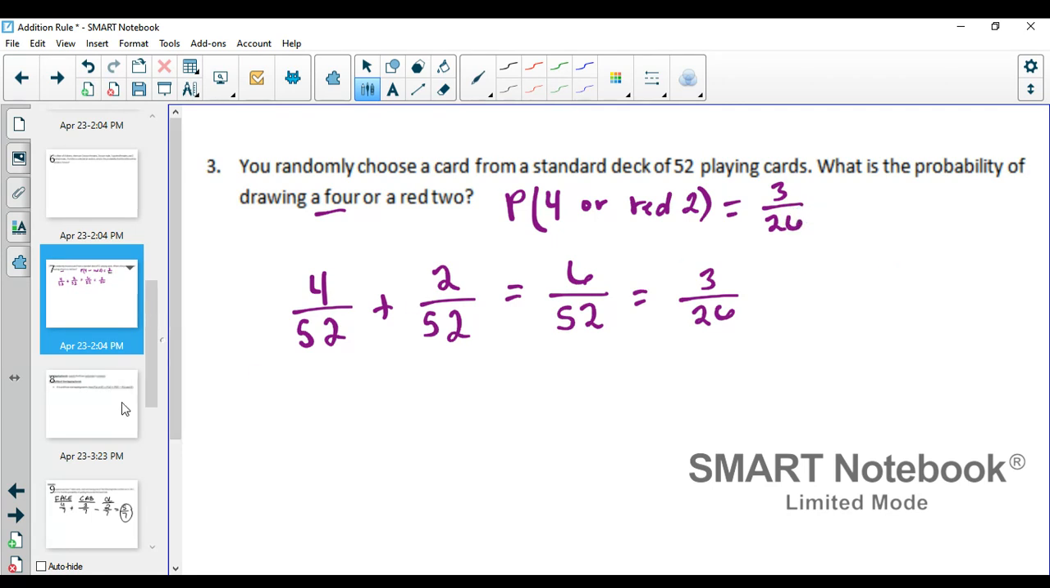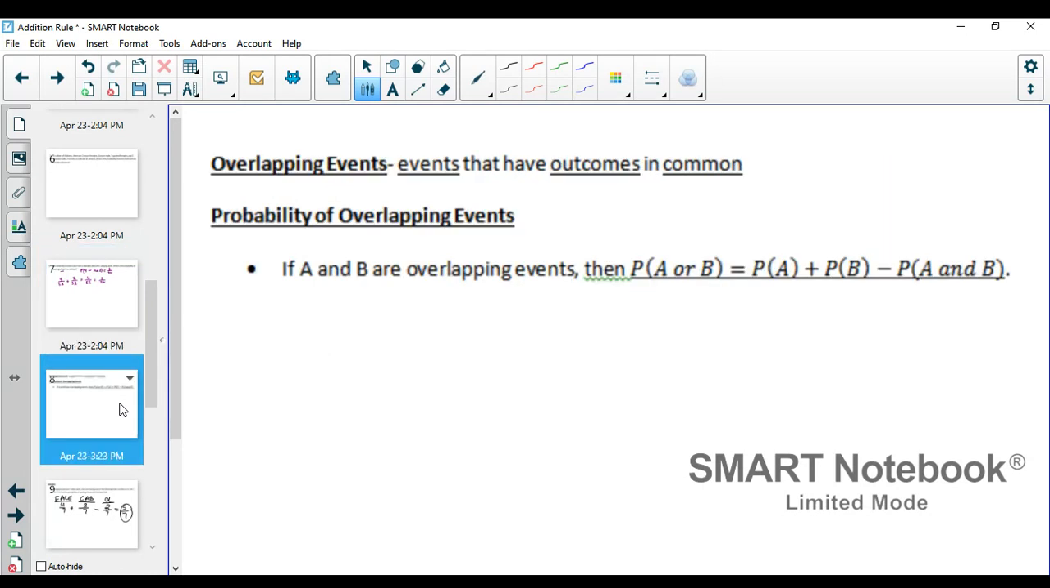Right. Now, the next type of probability problem with addition is when there are overlapping events, which means events that have outcomes in common. So when that happens, we have to change our addition formula a little bit. So if A and B are overlapping, then the probability of A or B equals the probability of A plus the probability of B minus their overlap. Okay, so this probability of A and B is the overlap. And we're going to talk about it more as the overlap instead of the probability of A and B.